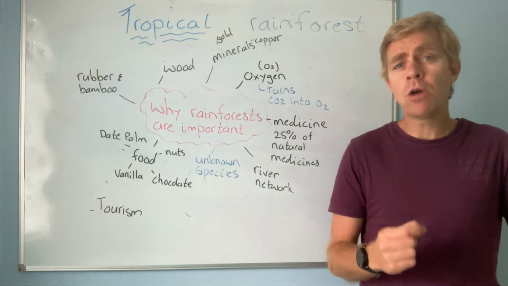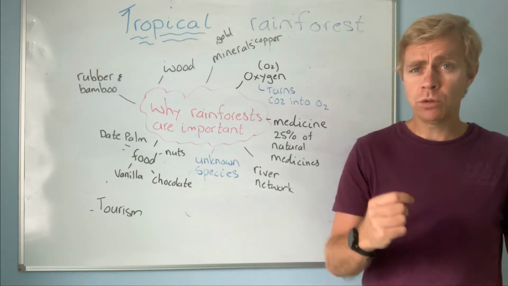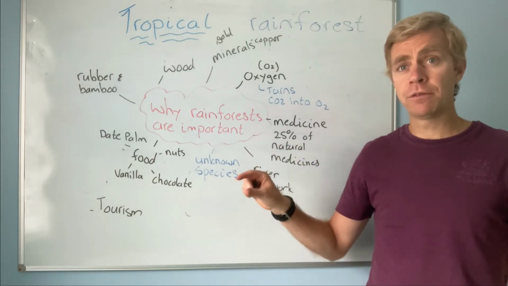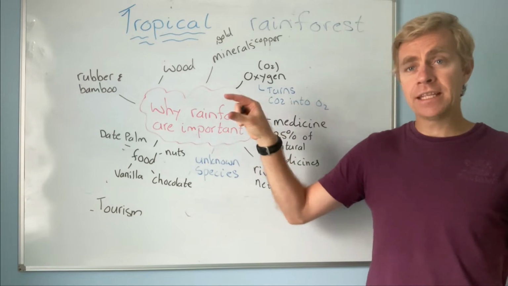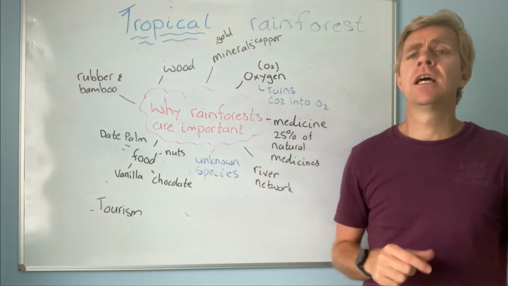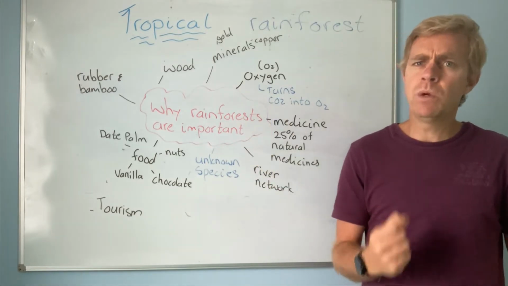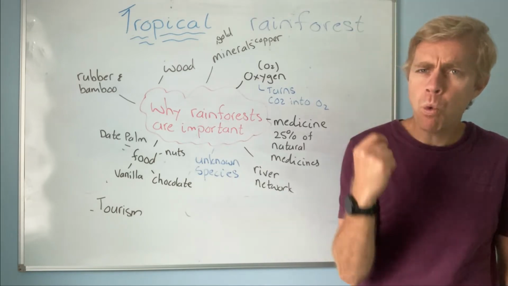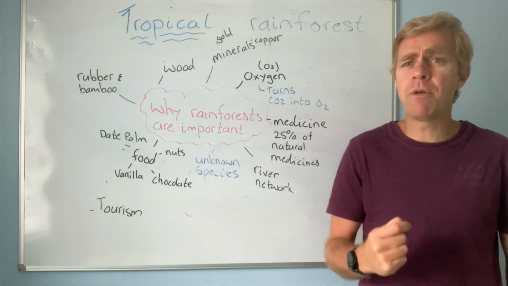Okay, so now we know where we find tropical rainforest. We also know the four layers that make a tropical rainforest from the bottom: the ground floor, then the understory, then the canopy, and then the emergent layer. The next logical thing we need to understand and appreciate is why are tropical rainforests so very important to us?